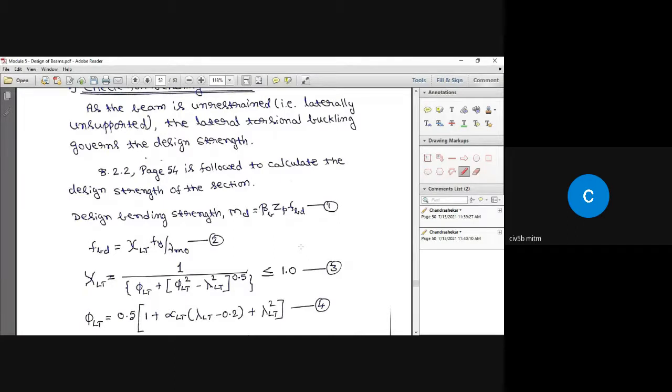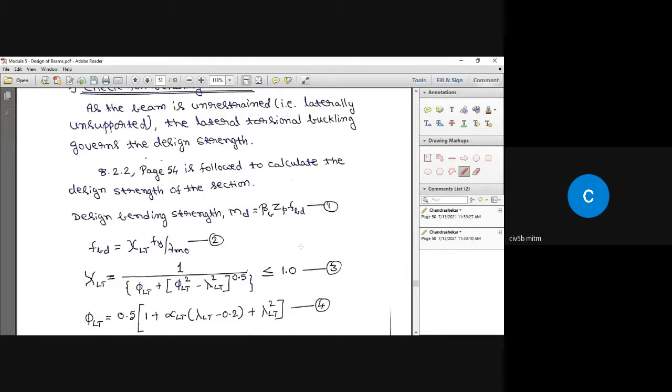Okay, left column under 8.2.2, laterally unsupported beam. Those 3 points are discussed already. Let us come to the formula MD equal to beta B ZP FBD. I explained this yesterday. Compare that with the formula on page 53 under 8.2.1.2. Go back to the previous page, where you will see MD equal to beta B ZP Fy divided by gamma MO. See this, Fy divided by gamma MO, that is the design yield stress.